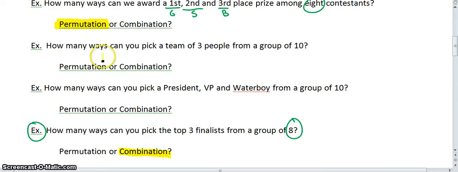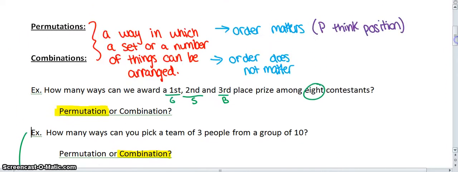Next, 2: how many ways can you pick a team of 3 people from a group of 10? This is again a combination because it doesn't matter who the team is. It can be Jack, Sasha, and Trevor, or it can be Sasha, Jack, and Trevor. It doesn't matter the order. It's just a team of 3 people. Whereas the second one says how many ways can you pick a president, a vice president, and a water boy from a group of 10. That would be a permutation because the order matters. The person who's the president is different than being the water boy, is different than being the vice president. Again, you can compare and contrast these two to see the difference between a permutation and a combination. So I hope that clears up what permutations and combinations are in general.